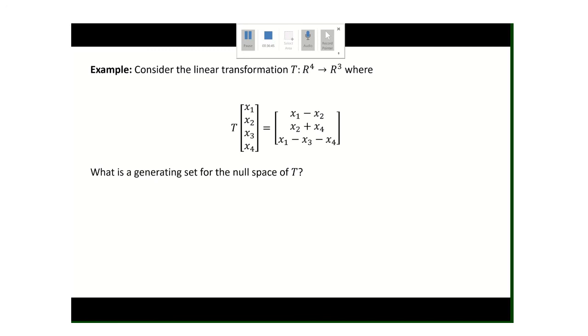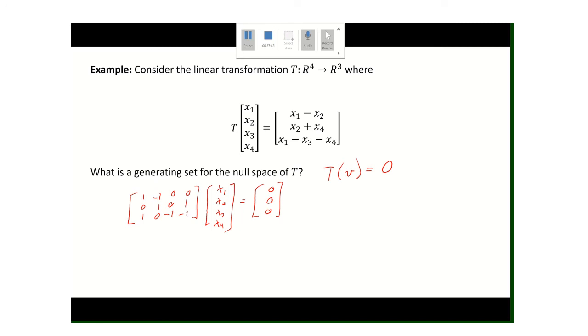So now let's take the same linear transformation that we just used, and I'm going to ask about the null space of T. What is a generating set for the null space of T? Remember, the null space of T is the set of all vectors where T of v is equal to 0. So we already know what the standard matrix is for T. So we're looking for all of the vectors where the matrix 1, 0, 1, minus 1, 1, 0, 0, 0, minus 1, 0, 1, minus 1, times x1, x2, x3, x4 equals 0, 0, 0. So again, we're trying to solve this system of linear equations, and all of the things that turn into 0, that's my null space.